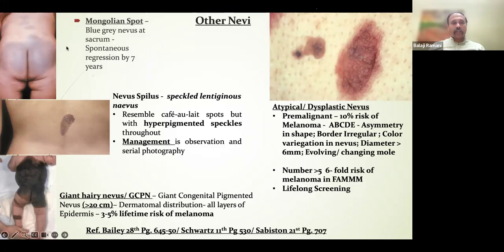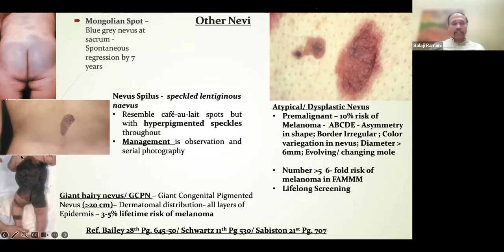And the key is no management is needed. It has a spontaneous regression by 7 years. Remember, this number 7 is very famous in various areas. In cutaneous lesions, by 7 years it disappears. So remember our Dhoni Bai, and in 7 years it regresses and it disappears. So spontaneous regression by 7 years, that is known as your Mongolian spot.